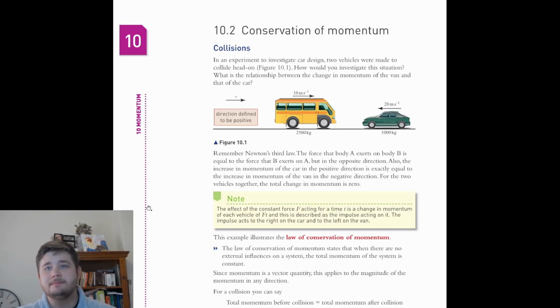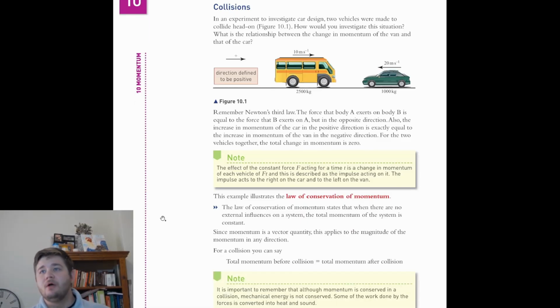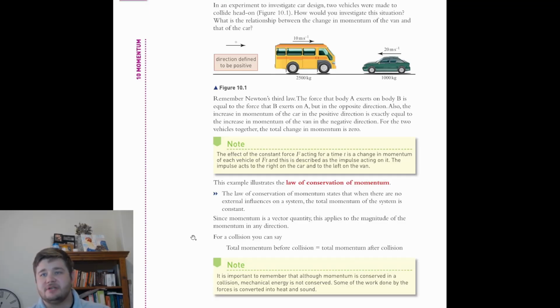In words, it simply states that when there are no external influences on a system, think friction, think energy losses to deformation, heat loss, energy loss, sound loss, whatever the case may be, the total momentum is constant. And this will also apply with the vector nature to the magnitude in any direction. So therefore, the total momentum before a collision should equal that after the collision.